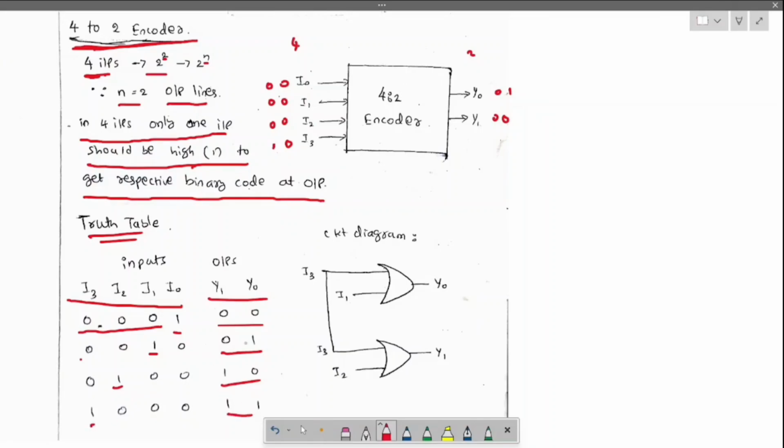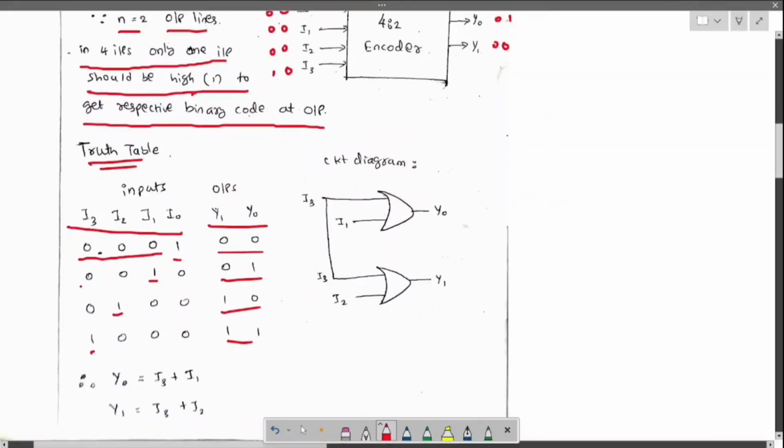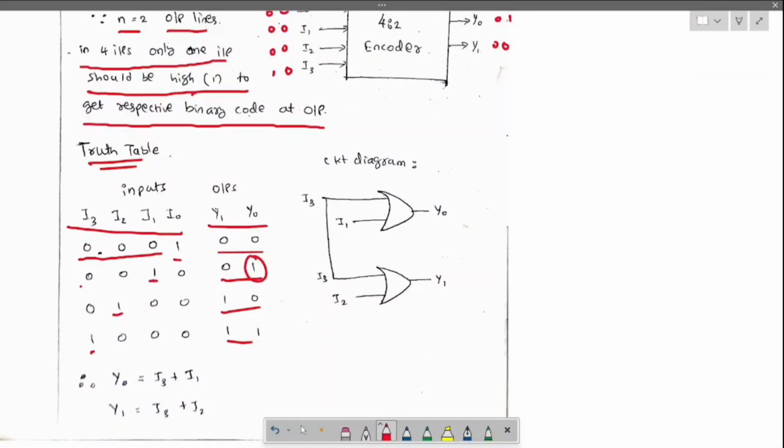Now, based on the truth table, let us identify where Y0 and Y1 are active. Y0 is active when I1 is high or I3 is high, so Y0 equals I3 plus I1. In the same way, Y1 is active when I2 or I3 is high, so Y1 equals I3 plus I2. Based on this, let us draw the circuit diagram. For Y0 we combine I3 and I1 with an OR gate. In the same way, I3 plus I2 gives Y1. This is how the circuit diagram will be.